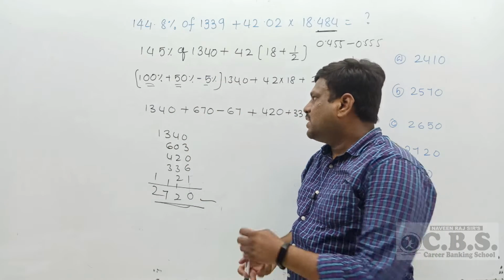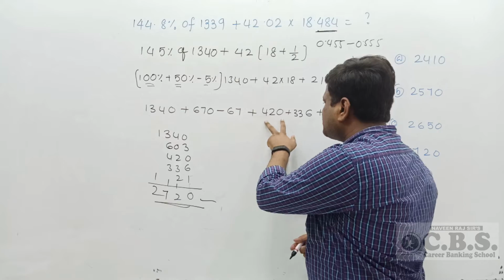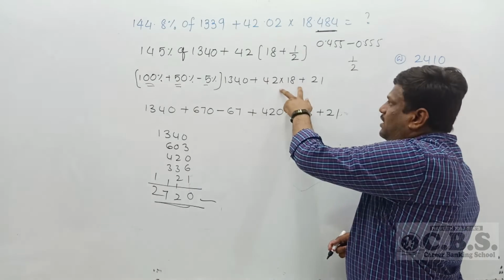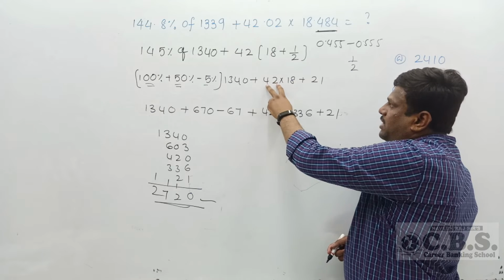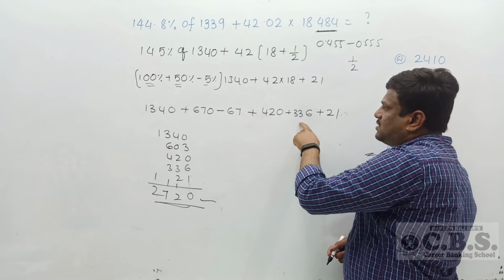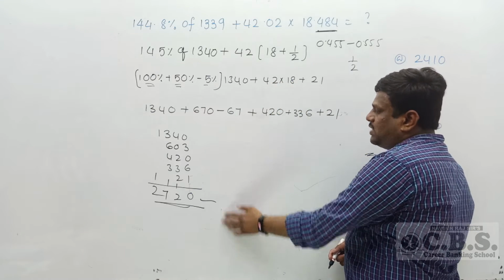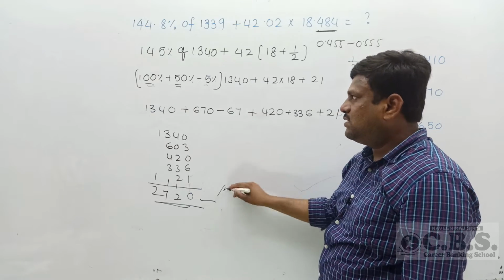100% is 1340 and 670 minus 67, 420. 42 into 10, 420. Next 42, how many times is it? 42, 8 times is 336 and 21. So you can do addition, you get the answer 2720 as an accurate answer.